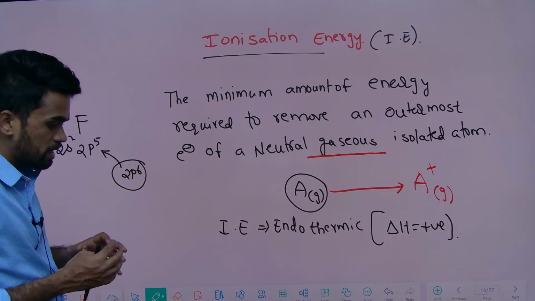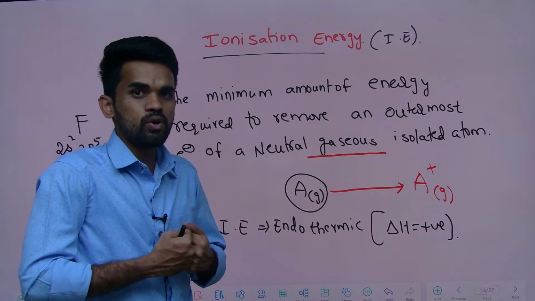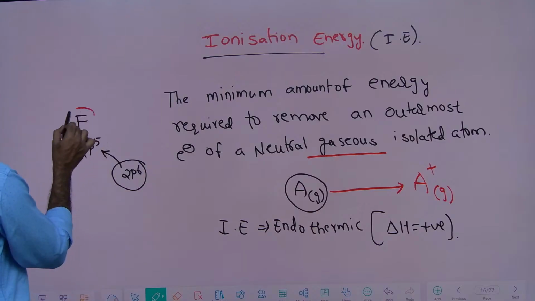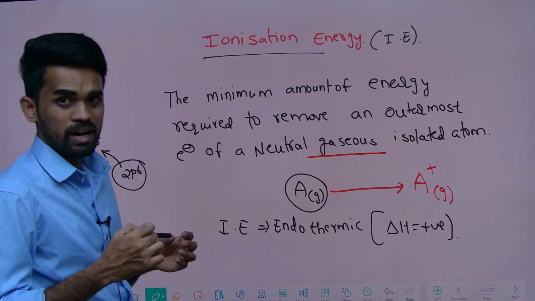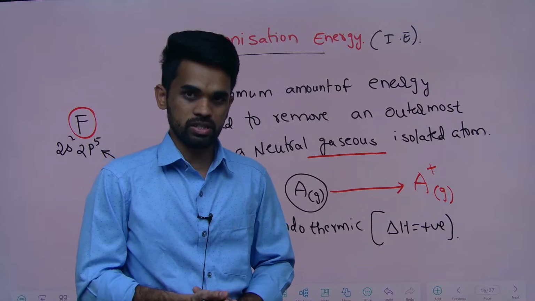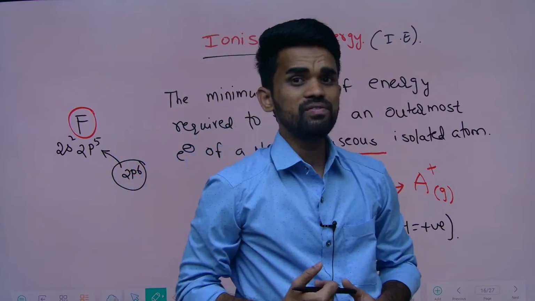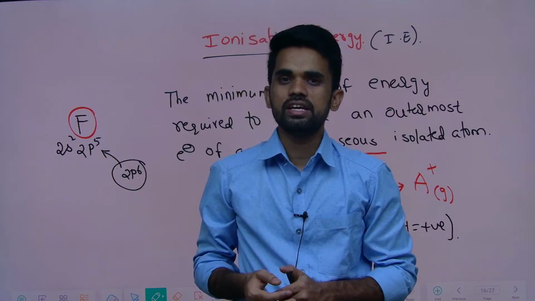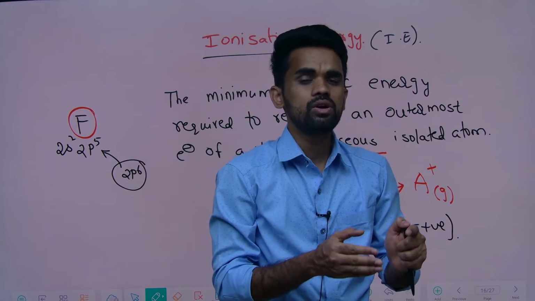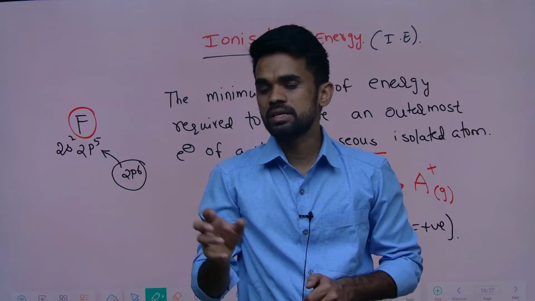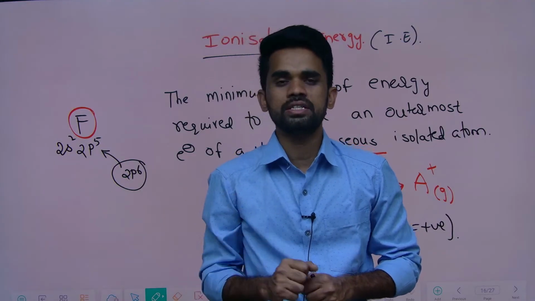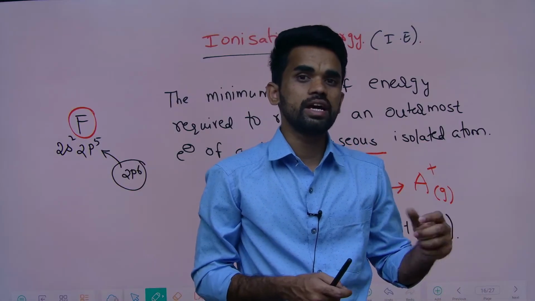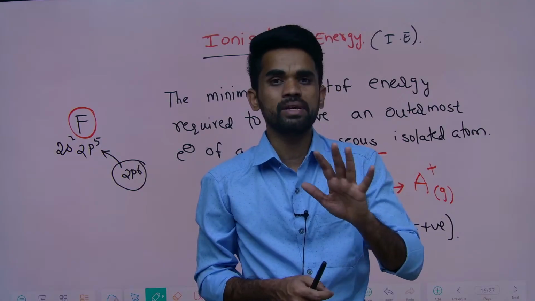So in order to gain that stability, the fluorine atom tries to gain an electron instead of losing one. So removal of an electron from fluorine is highly difficult and requires a high amount of energy. So simply we can conclude like this: metals have low ionization energy, whereas non-metals have high ionization energy. Why? Because metals lose their electron easily, so they can be positive in nature. But non-metals try to gain electrons, so removal of an electron from them is very difficult.